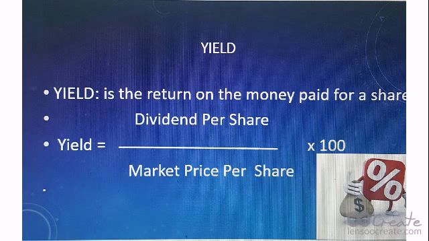Yield. It is the return on money paid for a share. How can we calculate this? Dividend per share divided by market price per share times 100. Market price per share is the current price of the share.